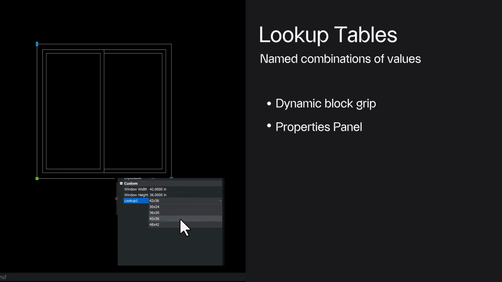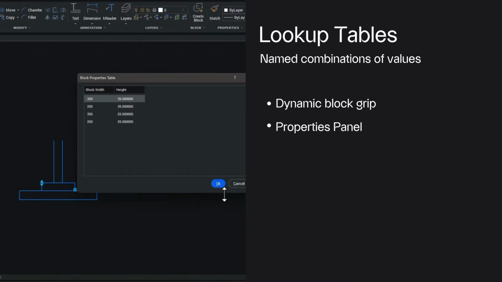For example, take a window dynamic block. You can use a lookup table to list all the valid height and width combinations. Selecting a size from that list automatically updates the dynamic block.